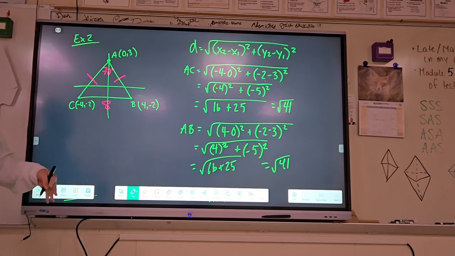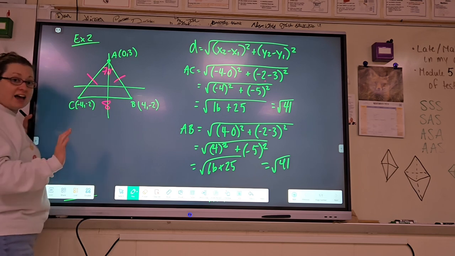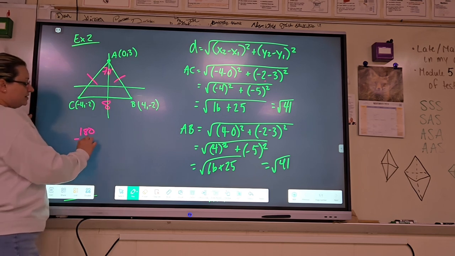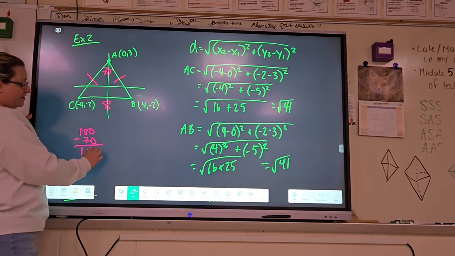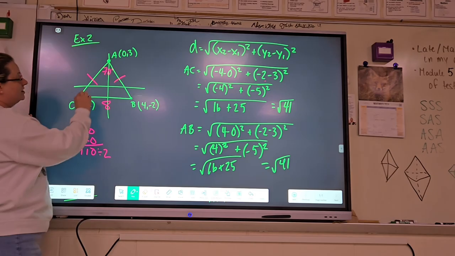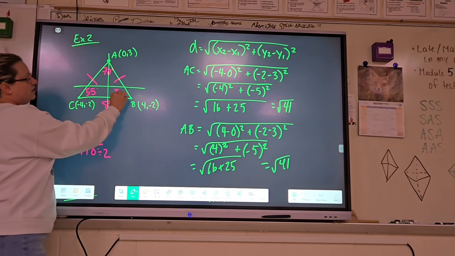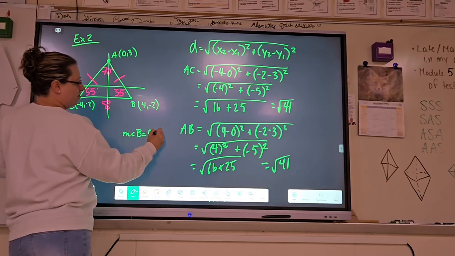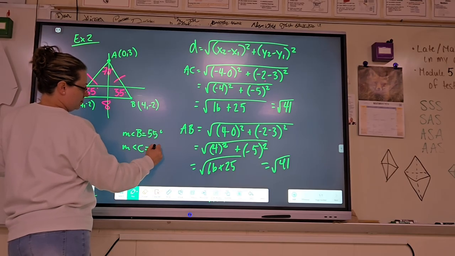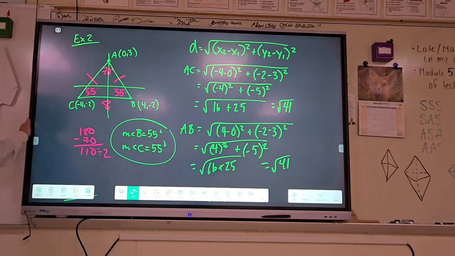So now where we go from there, they want us to find the missing angles. They want us to find the measure of angle B and the measure of angle C. Well, we know that angles in a triangle have to add up to 180. So 180 minus 70 is going to leave us with 110, right? And then divide that by 2. That gives us 55 degrees for the measure of angle B and the measure of angle C. And so there we go. Good stuff right there.